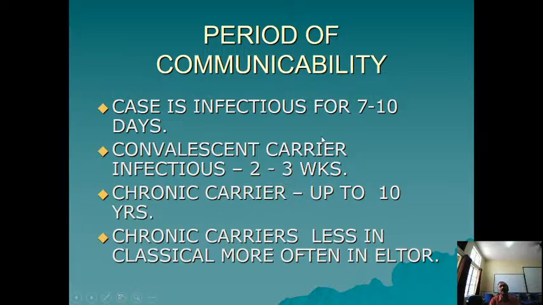Period of communicability is 7 to 10 days. Convalescent carriers, the infection remains for 2 to 3 weeks, while chronic carriers is up to 10 years. So a person can remain as a carrier, just like in typhoid, which we'll talk about later. This patient can continue to be a chronic carrier. Chronic carrier is less in classical, more often in Eltor, which is the current variety.